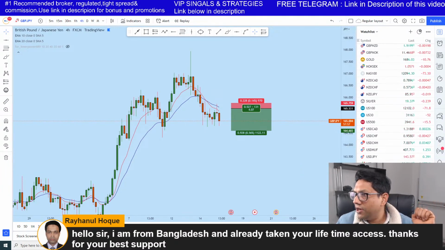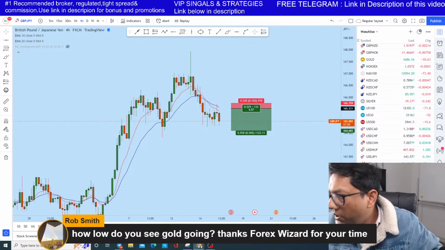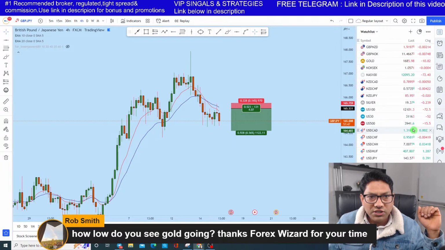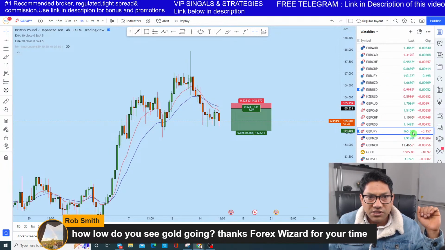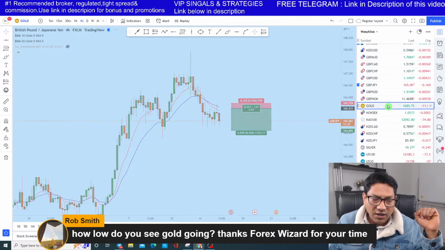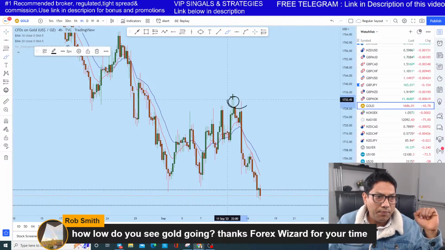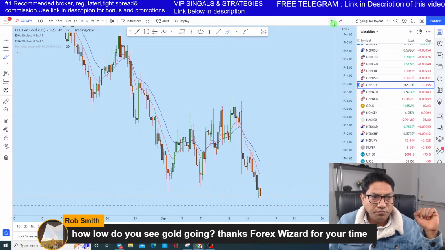So let's look at what's happening now. How do you see gold going? Thanks, Forex Wizard, for your time. No problem, Rob. I think that gold is bearish, but we could see some spike to the upside for a liquidity grab. But I think gold may break this monthly support, because there is a big liquidity grab here. Basically, I think it will continue to drop.